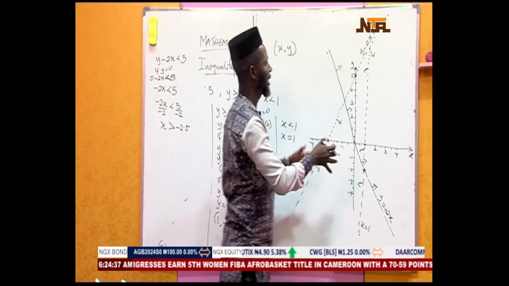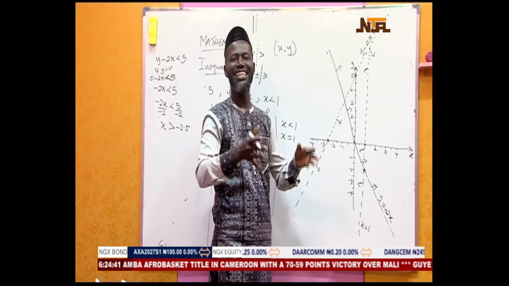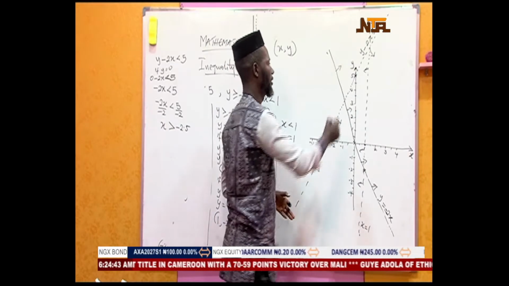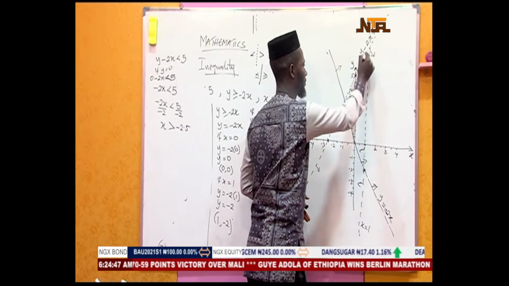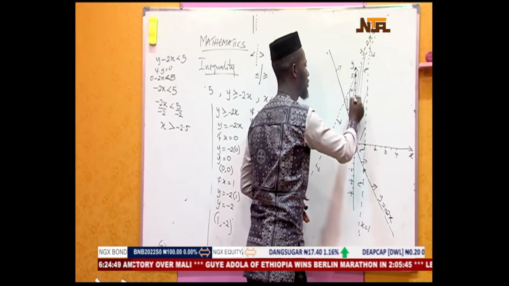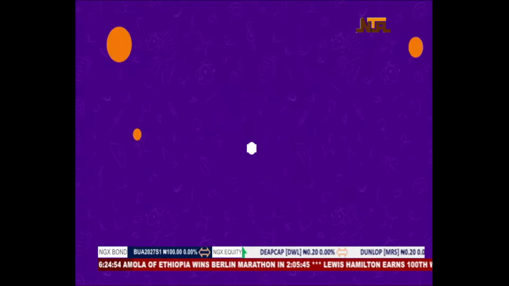Now, we are looking at this graph, a region or a boundary region that satisfies all the three conditions is this side. So this is what you call the required place. So this is your final answer.